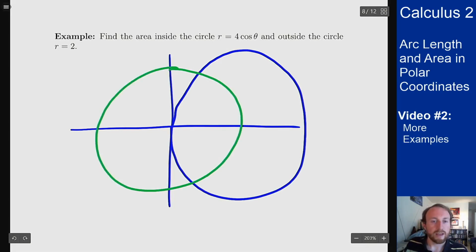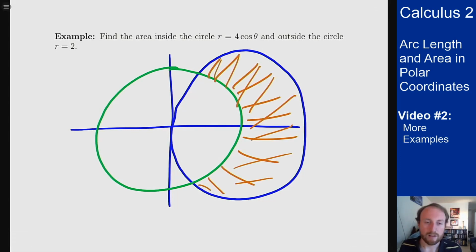So the region I care about is inside the blue circle and outside the green one. So it's this region in here. And notice with how this is set up, the blue circle is the outside curve in terms of the origin being the focus point. It is further away from the origin always than the green curve. So I have an outside function and an inside function. I'm going to subtract the areas to figure this out.